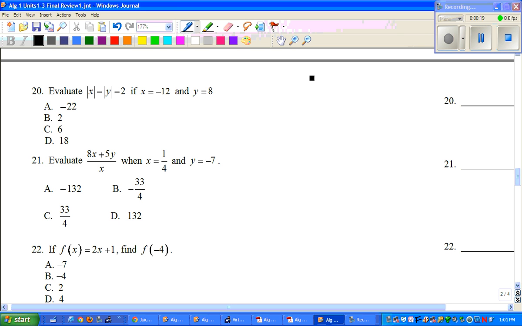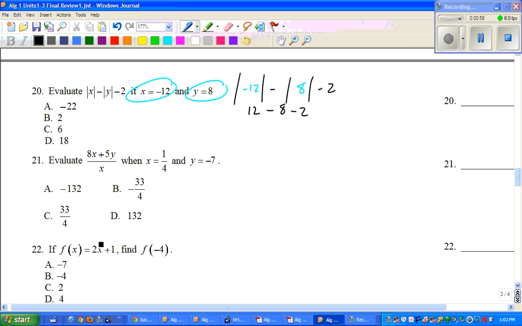Evaluate the absolute value of x minus the absolute value of y minus 2 if x equals negative 12 and y is 8. So I'm going to rewrite these nice absolute value signs in here. If we remember, the absolute value of a number is the distance a number is from 0. Okay, so distance is positive. The absolute value of negative 12 is 12. We're going to bring the subtraction sign down. The absolute value of 8 is 8, minus 2.